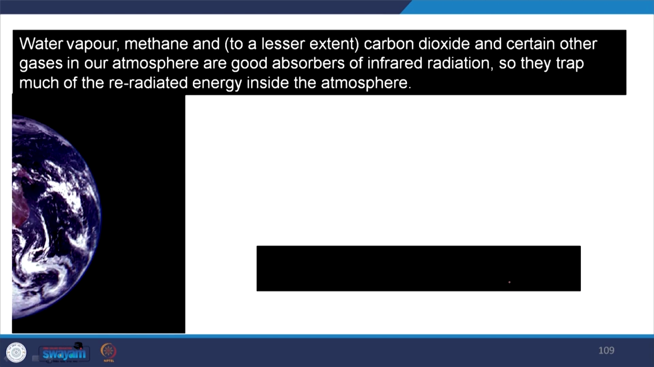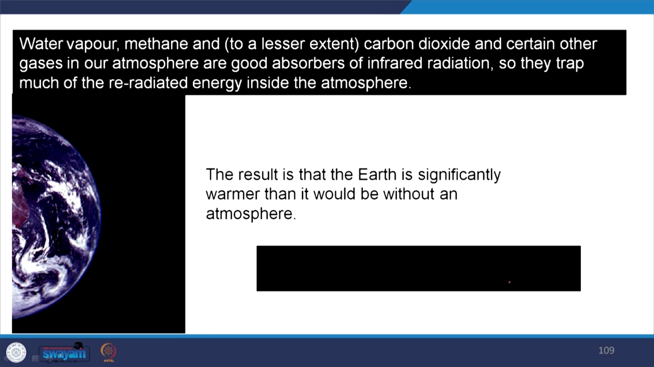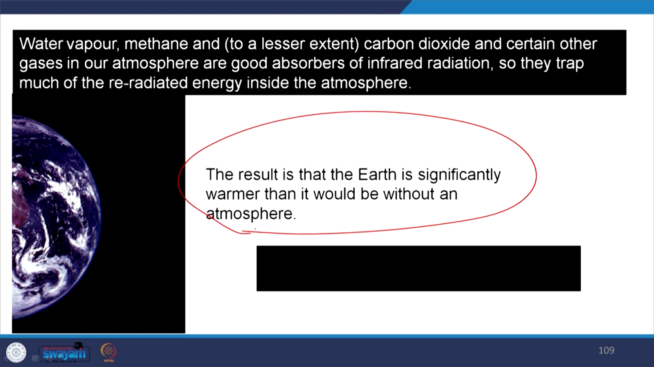Okay. Now, among the other gases, water vapor, methane, and to some extent carbon dioxide and certain other gases in our atmosphere are very good absorbers of infrared radiation. So they trap much of the re-radiated energy inside the atmosphere. That's what they do. So the result is that the Earth is significantly warmer than it would be without an atmosphere. So I mean, the greenhouse effect is after all not a bad thing. Otherwise the temperatures would be very, very low at night and very, very high in the daytime.